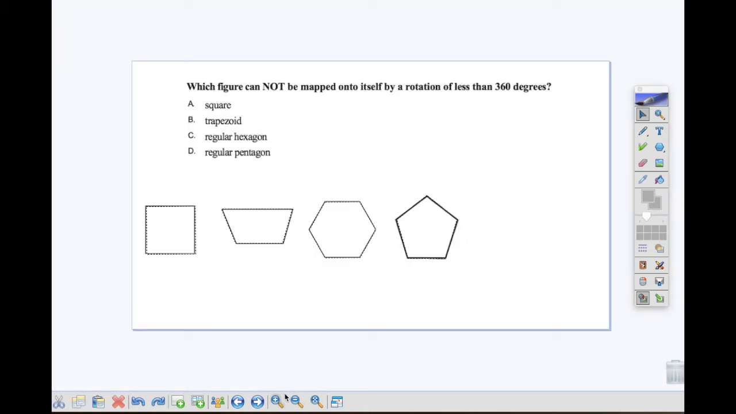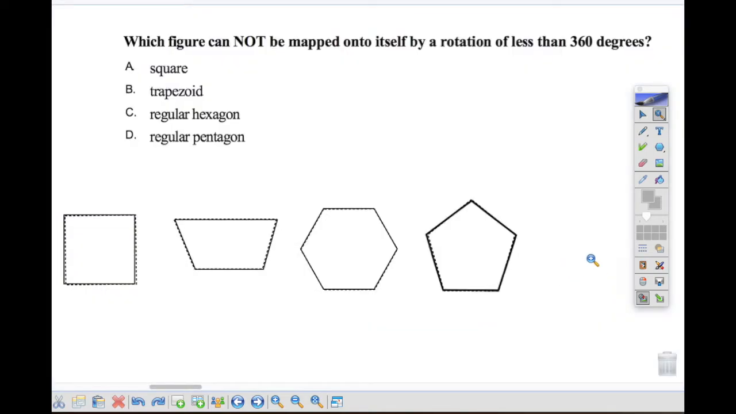Which of the following cannot be mapped onto itself, which means rotated onto itself, by a rotation of less than 360 degrees? What do we call something that could be rotated onto itself with a rotation less than 360? That is called point symmetry or rotational symmetry. I've got an example of a square, trapezoid, regular hexagon, and regular pentagon. Which one of these do you think could not be mapped on itself in less than 360 degrees?